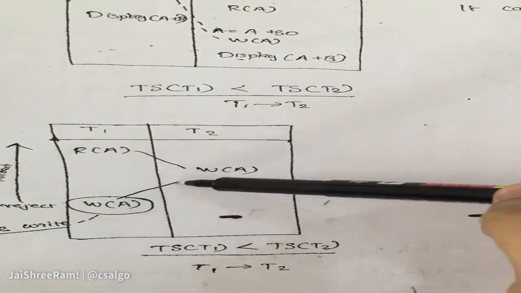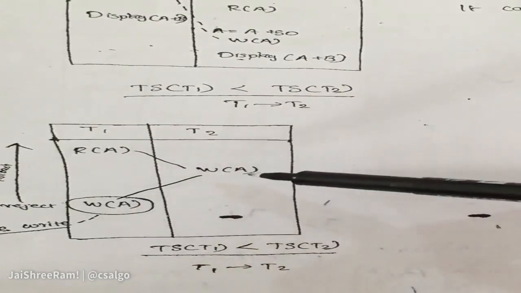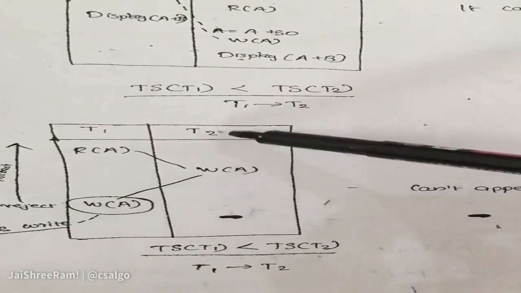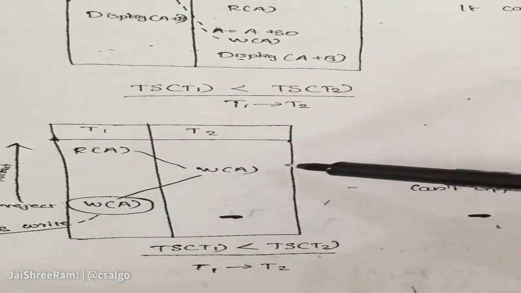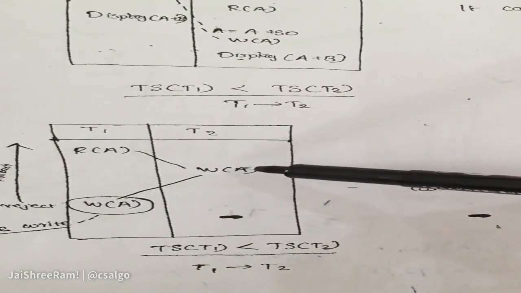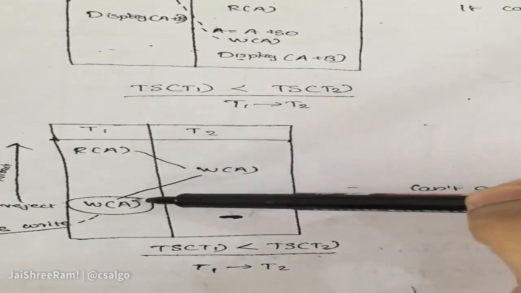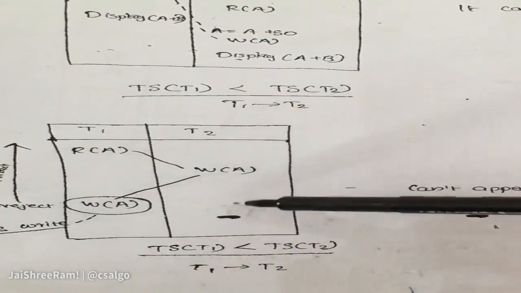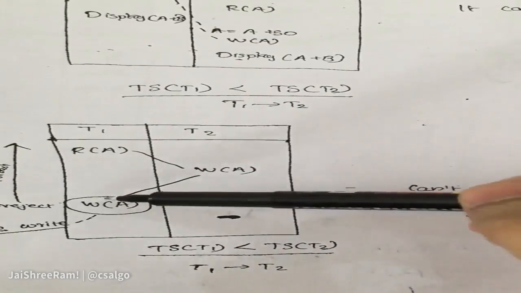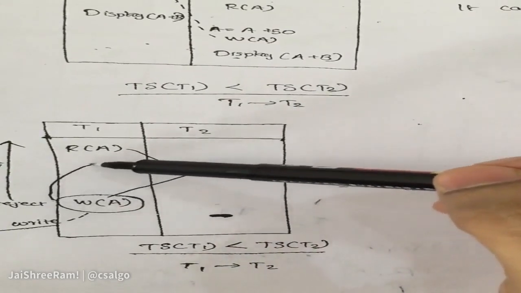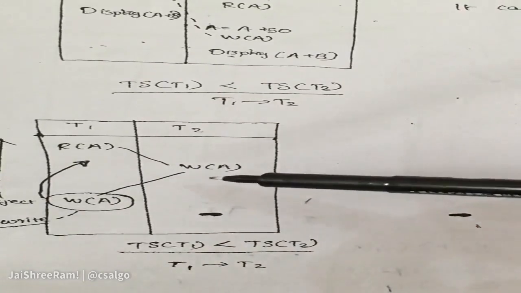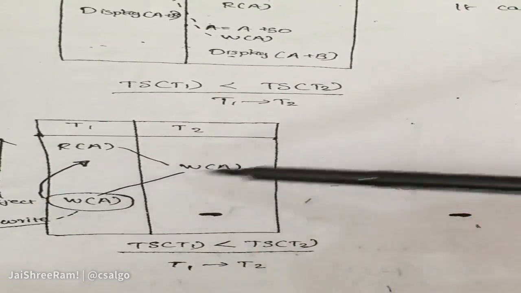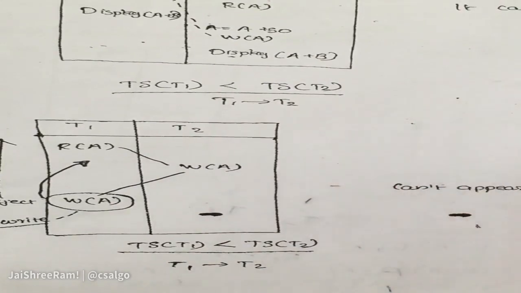Now again there is a conflict between these two, write and write. But in this conflict, T2's action is happening first, which is not allowed by timestamp ordering protocol. See, timestamp ordering protocol says that this action should happen first and then this one, isn't it? This action should happen here and then this one should happen, right? But then it is clearly violating, right? So this is not allowed under timestamp ordering protocol. Got it?